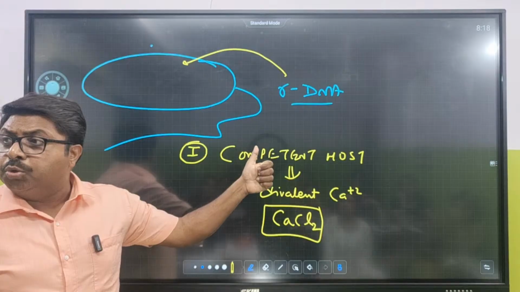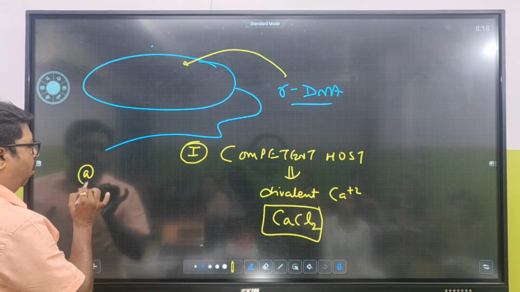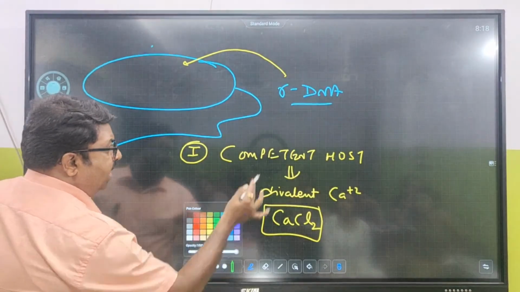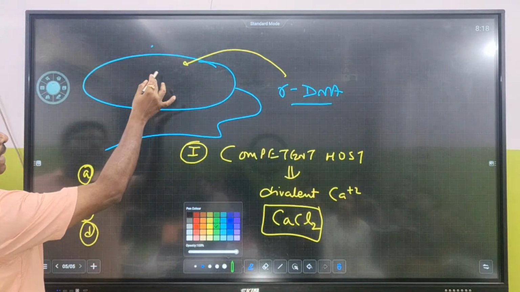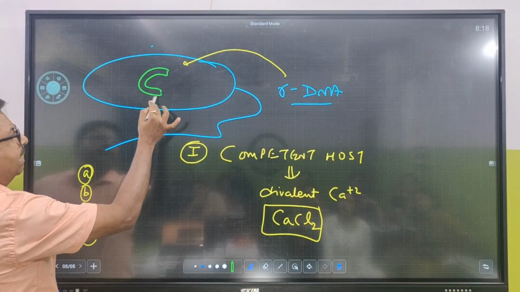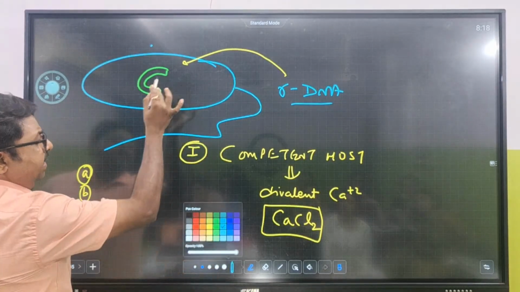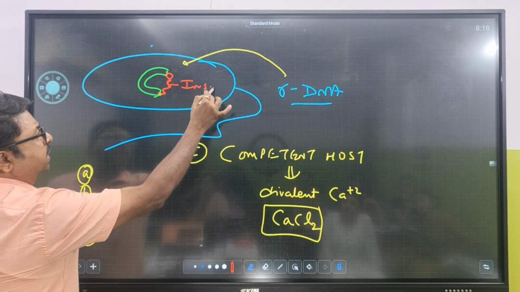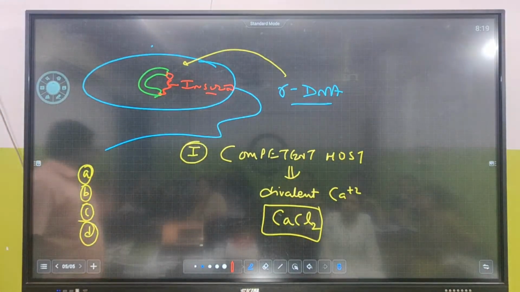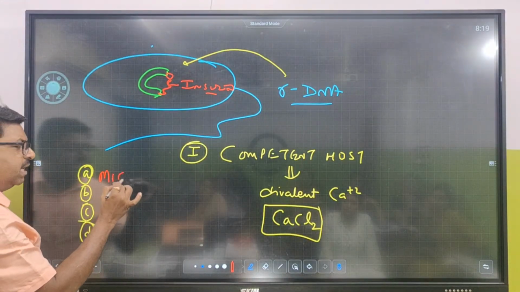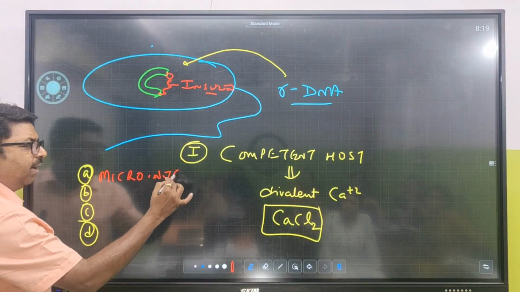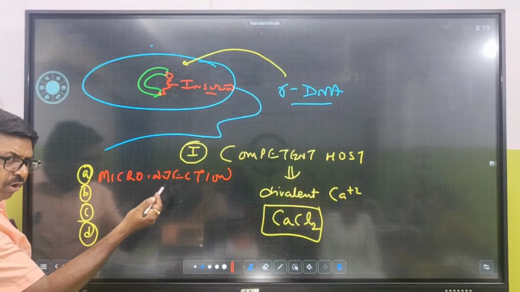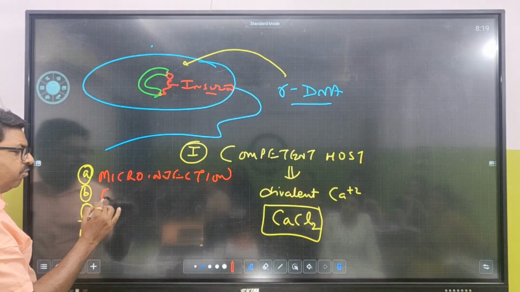And then we can use 4 processes to introduce our gene of interest, or to introduce rDNA inside this bacteria. So what are the 4 processes by which we can introduce this rDNA inside bacteria? So this is the gene of interest, which is insulin forming DNA. Shrijil, are you getting me? Now, the first thing is we need to use this process called microinjection. We talked about that last time.